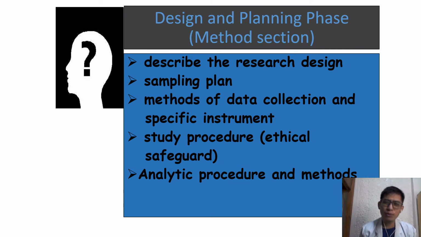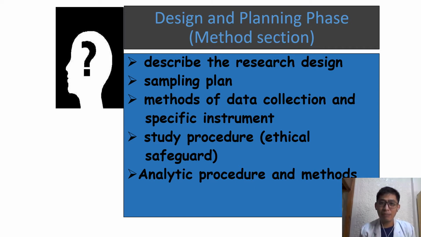So how to select a method? First, describe the research design and make your sampling plan, methods of data collection and specific instrument, study procedure, is it ethically safeguarded, and analytic procedure and methods. So describe the research design. In the past lecture, you should determine what type of research it is. Is it qualitative or quantitative? You should be clear on that topic or concept.